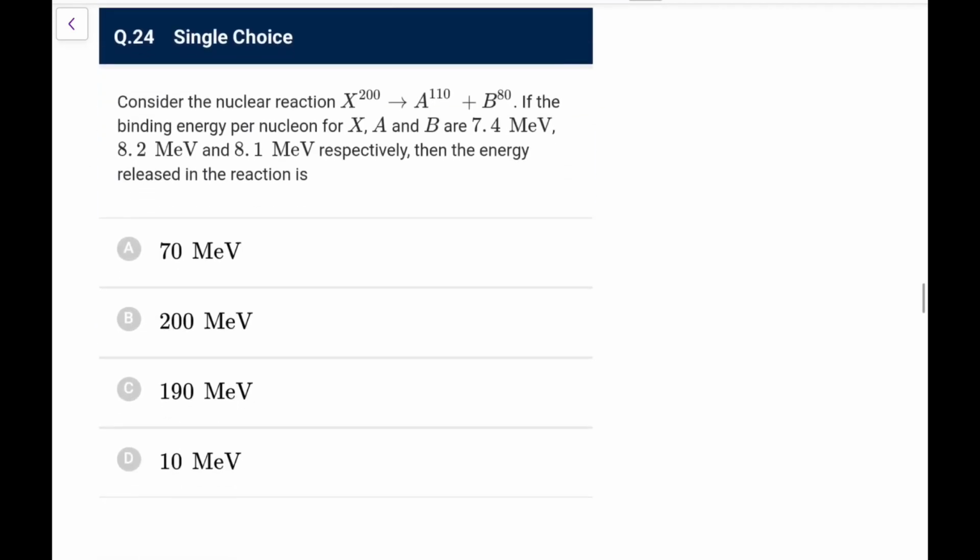Next, consider the following nuclear reaction: 200X goes to 110A plus 80B. Okay, 110 plus 80, 10 is missing. If the binding energy per nucleon for X, A and B are 7.4, 8.2 and 8.1, then the energy released is. So what we can say, the binding energy of products would be 8.2 into 110 plus 8.1 into 80.